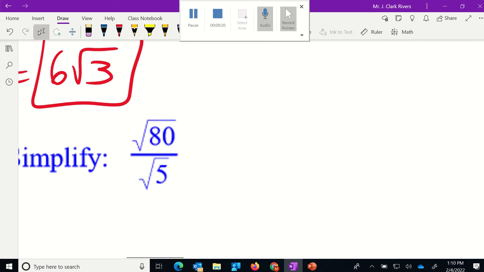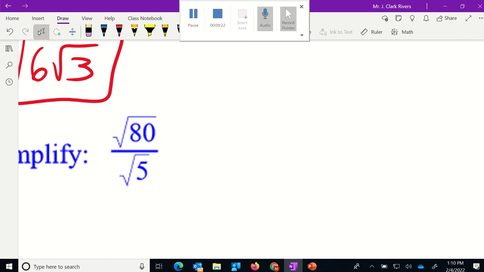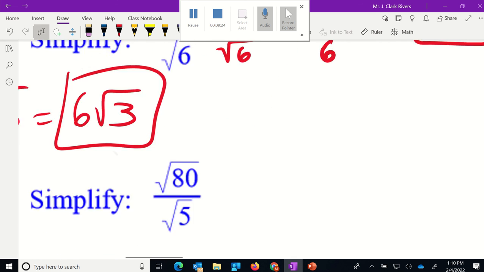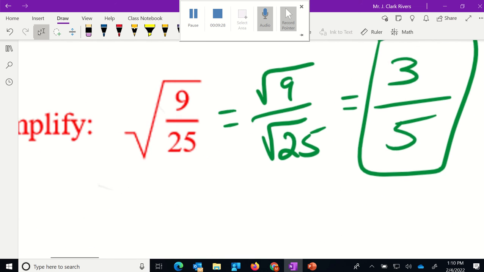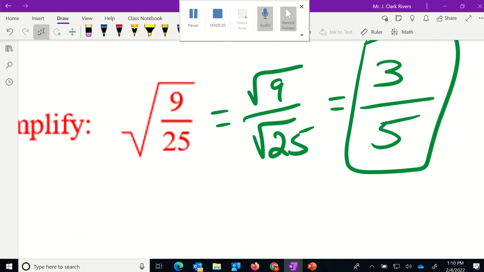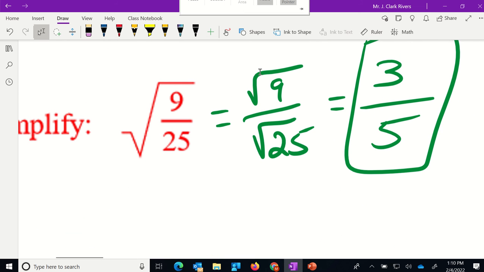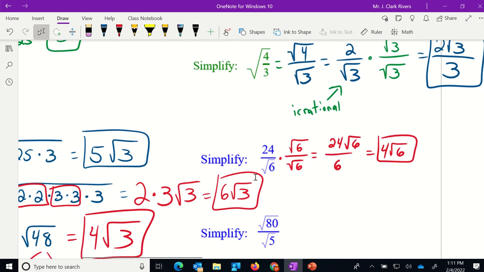Okay, this one is neat. Earlier, we had, let me find the example, like, for example, here. We said the square root of 9 over 25 is the same thing as the square root of 9 over the square root of 25. It goes the other way as well. So let's go the other way this time and see what happens.